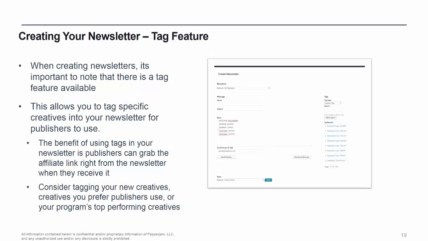And as we mentioned before, you do have the tag feature available when you're creating your newsletters. This is great to tag some specific creatives. Maybe you've just recently added some creatives, maybe you have some creatives that you know perform really well for the program, or maybe you have some creatives that you prefer that publishers use when they're promoting the program. It's always good to add those in there so that they can grab that link right from the newsletter when they receive it.